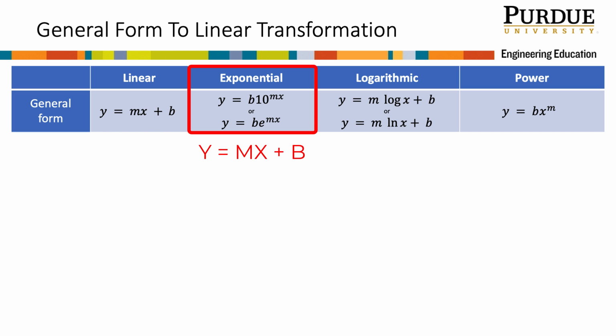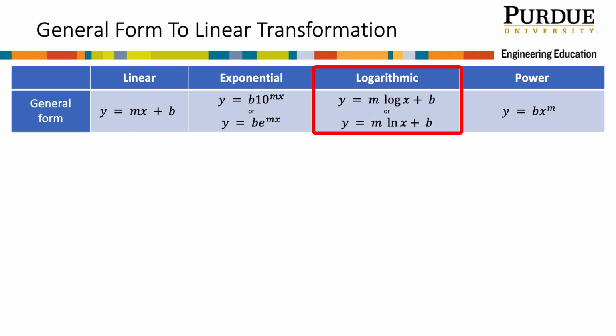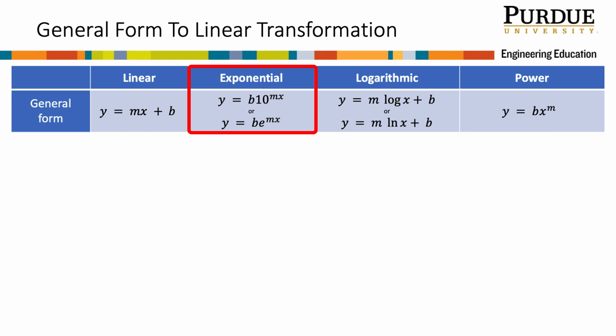Looking at this equation, you can see that it is not in the form that looks like y equals mx plus b. Quickly, shifting over to the logarithmic function, you can see that it is already in a y equals mx plus b form, except where the typical x should be, you see log of x. When we go back to our exponential general form, you can see that it is not in that form.